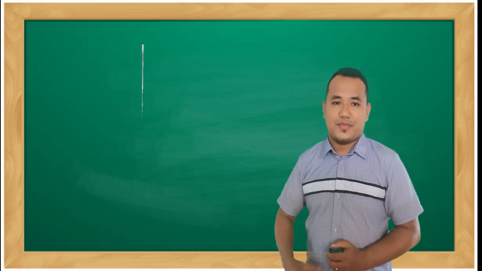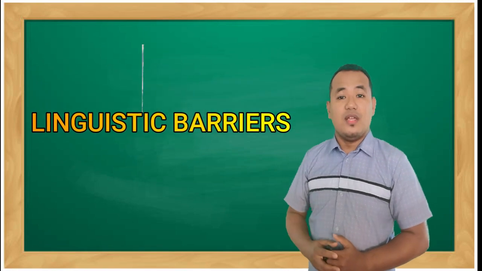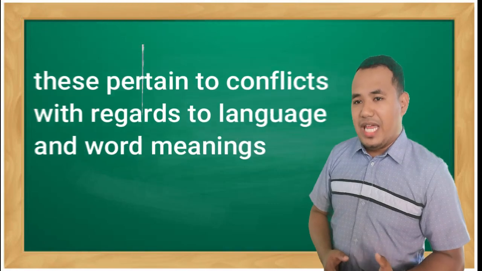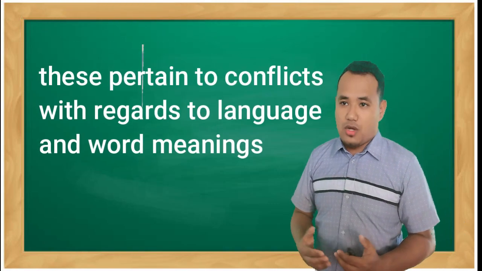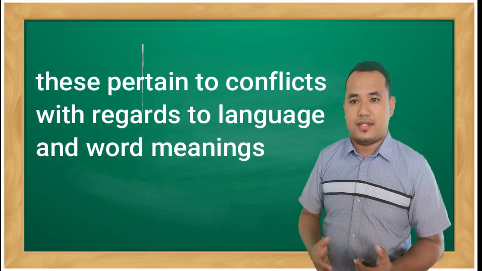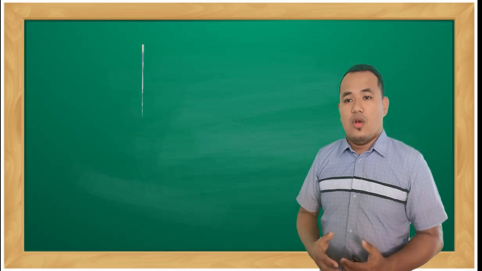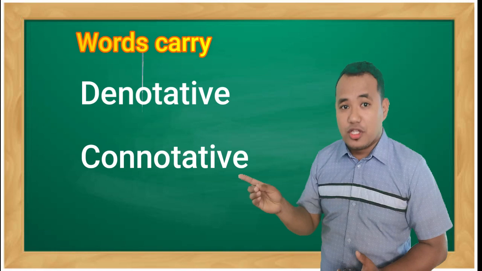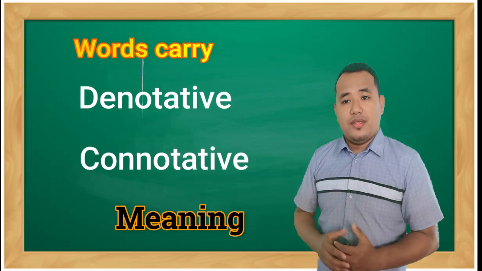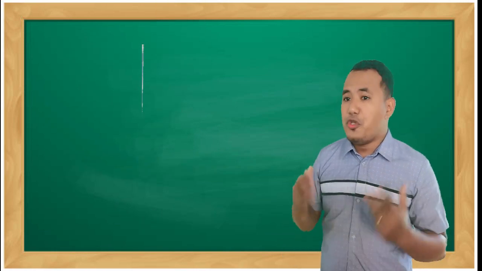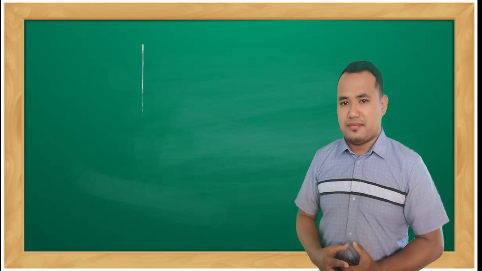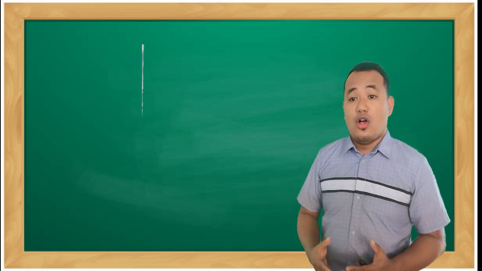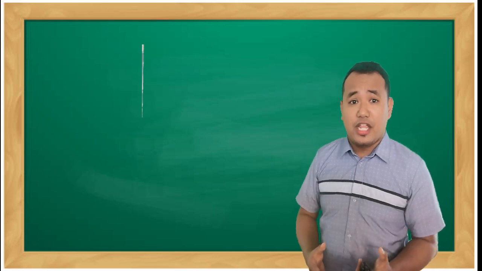The fourth one, we have language barriers. These pertain to conflicts regarding language and word meanings, because words carry denotative and connotative meaning. They can sometimes cause confusion and misunderstanding, because the meaning of words and symbols also varies depending on the culture.